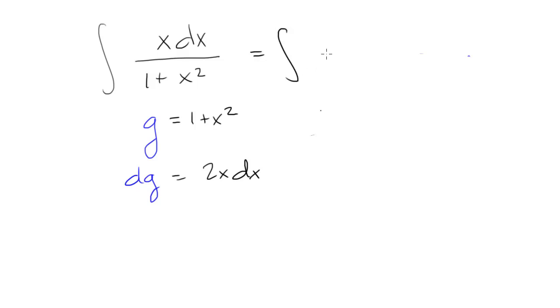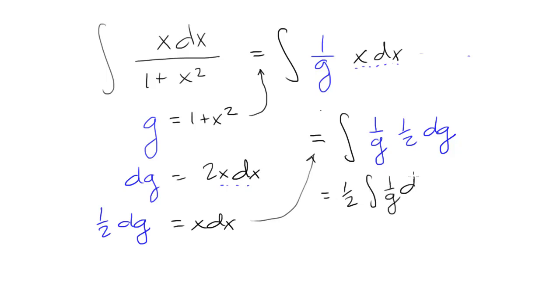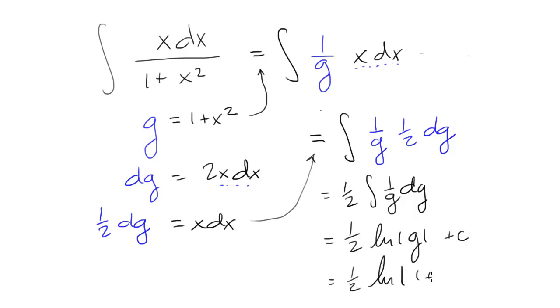Substitute in g only. Everything else is going to be taken care of by the differential. X dx has to match with the differential. It's only off by a constant, so I can throw it on the other side. Pull out the constant, and there's my natural log. Substitute back what g is, and there's my answer.